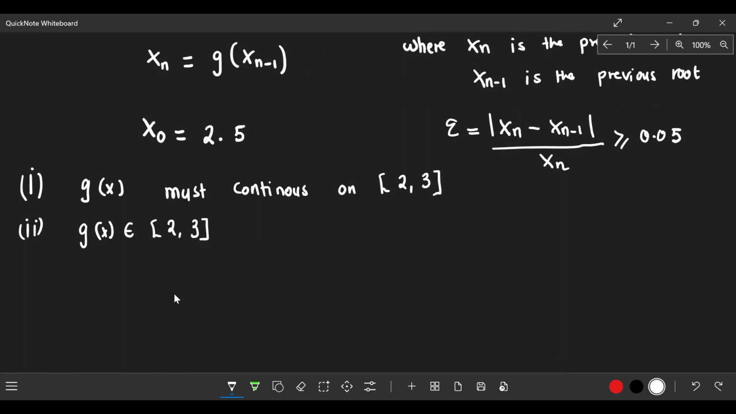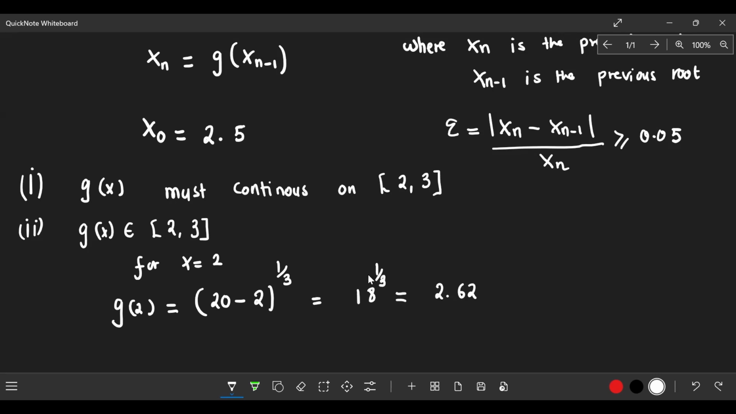Let's check if what we get will be within the interval. Substituting, g of 2 is equal to 20 minus 2 to the power 1 over 3. What is 20 minus 2? That is 18. So 18 to the power 1 over 3 is 2.62 something. You see that this is actually in the interval, because 2.62 is in that interval.